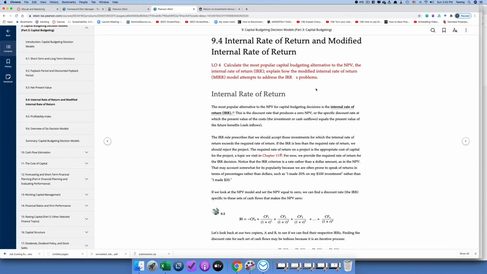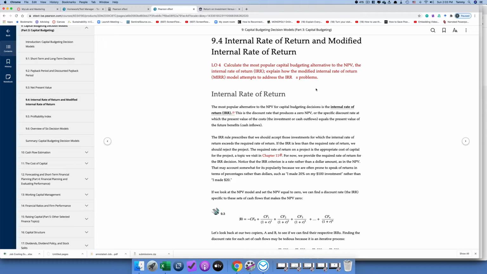Okay, so now we are up to section 9.4, which is about internal rate of return, which is another very important alternative for evaluating capital budgeting decisions. And fair warning, this section has some fairly technical and complicated concepts in it that you are going to be required to know about for the concept check homework. So, you might need to listen to this twice.